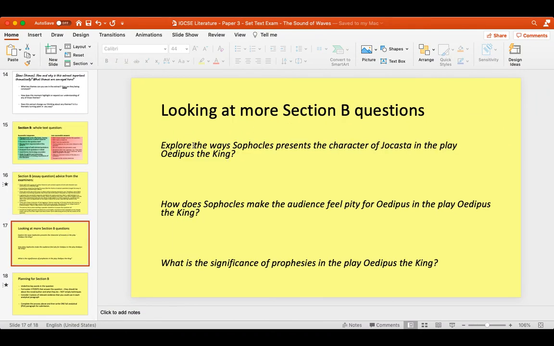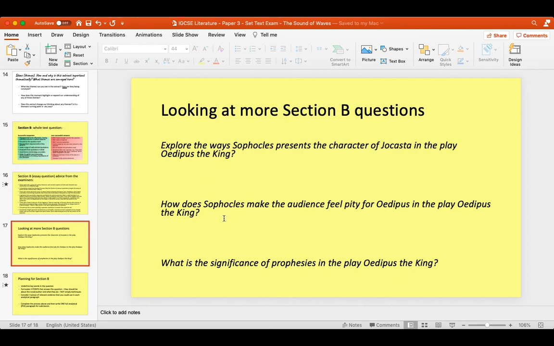I've given 3 more section B questions that you can use to plan and practice. Think about underlining the keywords and what your 3 points would be. So one of the ones you can look at here is explore the way Sophocles presents the character of Jocasta in the play Oedipus the King. How does Sophocles make the audience feel pity for Oedipus in the play Oedipus the King? And what is the significance of prophecies in the play Oedipus the King?